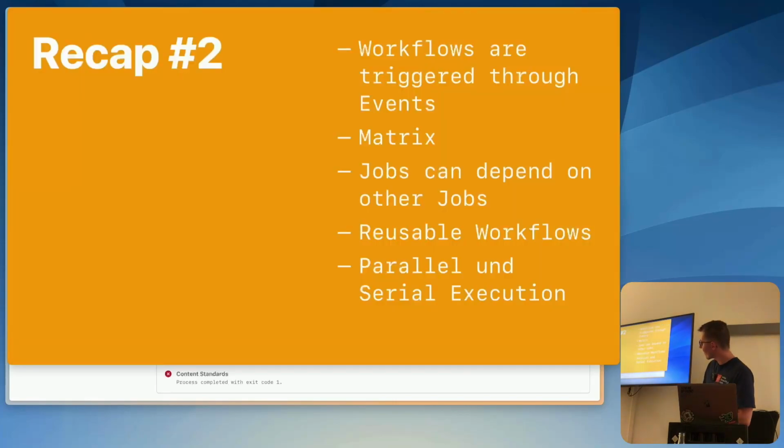So, cool. To recap, before I end my talk, there are workflows that are triggered through events. We looked at matrices, at dependencies between jobs, reusable workflows, parallel and serial execution. I think I skipped that part, but that's basically the jobs and needs definition from earlier. If you don't tell the jobs to depend on each other, they all run in parallel and run pretty fast. But if you make them dependent and wait, it takes longer and costs more money.